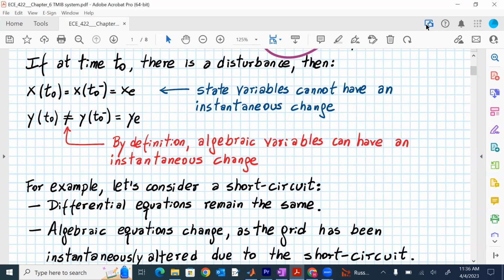At time t0, we have a short circuit, but there is a distinction in what will occur with our variables. On one side, we have the state variables. As we have discussed so far, state variables are related to some energy stored in some component. Energy, as we know, cannot have discrete changes over time. So at time t0, the energy stored in a component cannot have a step change. Therefore, the state variables cannot have a step change. So if at time t0 we have a disturbance, the state variables will remain constant. And that's the condition that I have right here.